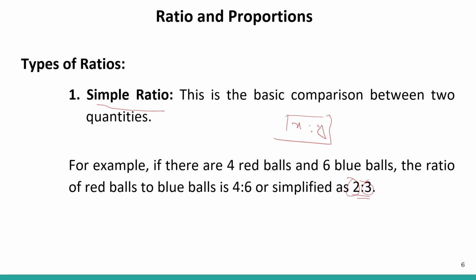For example, there are 4 red balls and 6 blue balls. You can see here that these two quantities are being compared in terms of quantity or their characteristics. So it is simplified as 2:3. So 2:3 will be their simple ratio.